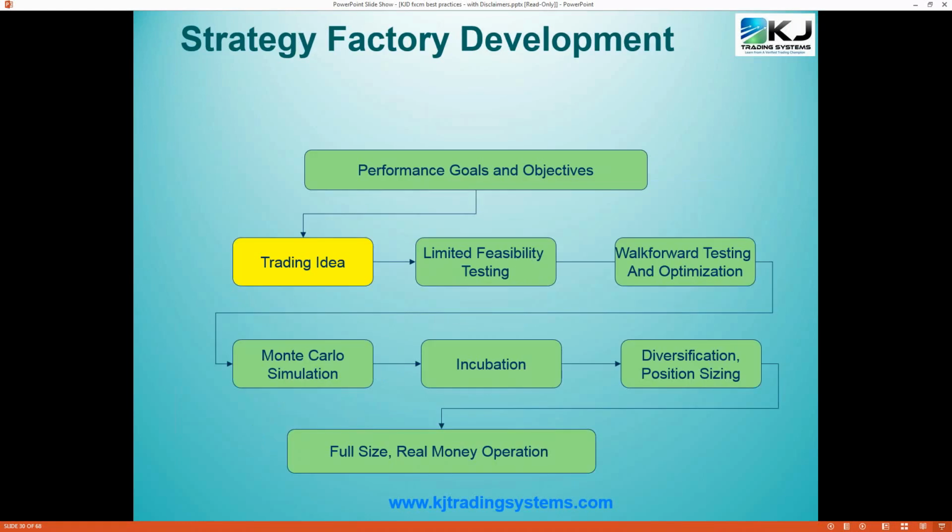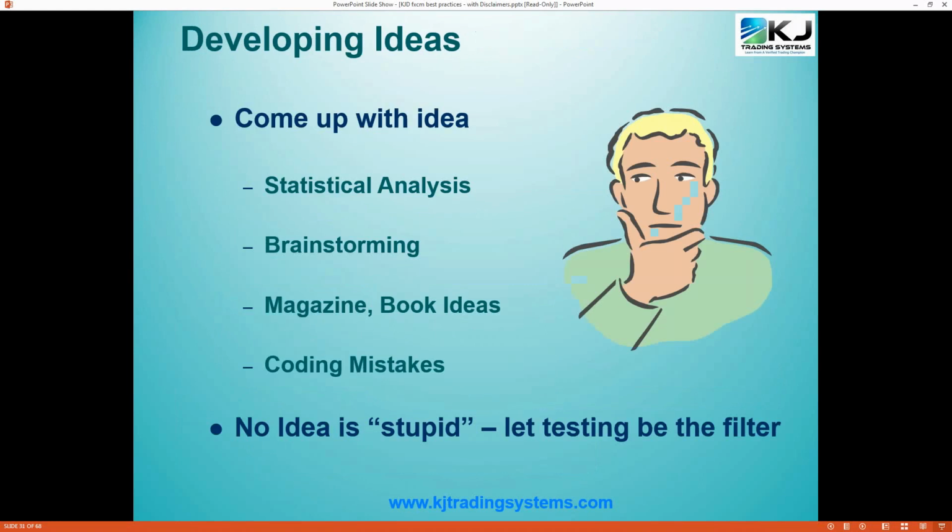And then once you have your goals, you come up with your trading ideas. And you can do a whole bunch of things. You can come up with ideas based on statistics or quantitative ideas. You can find ideas in magazines and books. The big thing, most people tend to prejudge ideas, and they'll say, oh, that's not a good idea.